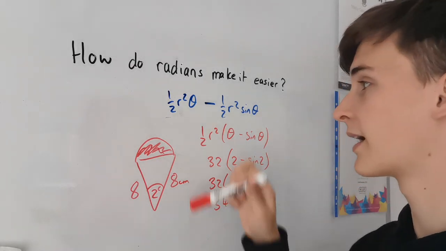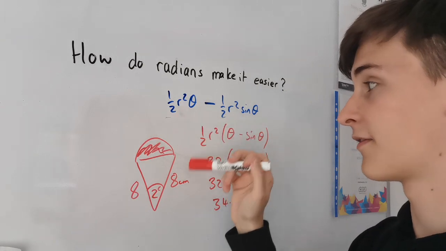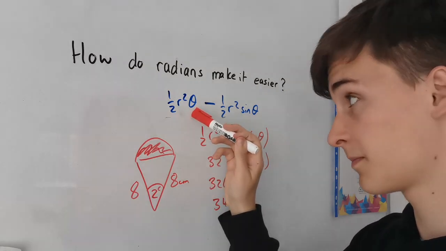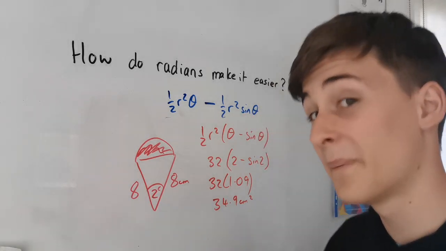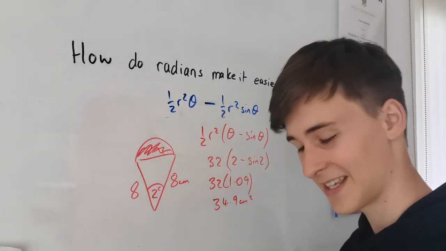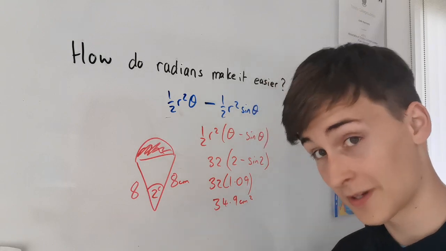Or you could go the long way and go half of 32 times 2 minus half of 32 times sine 2. But you can work out for yourself which one you think is shorter and easier. This is what I think is quicker, yes.